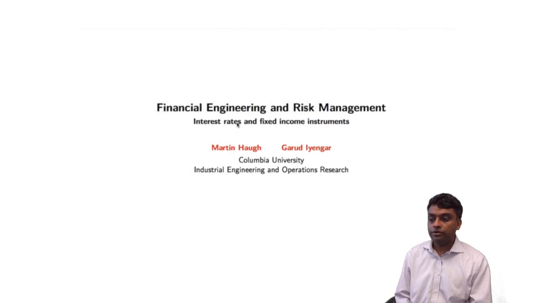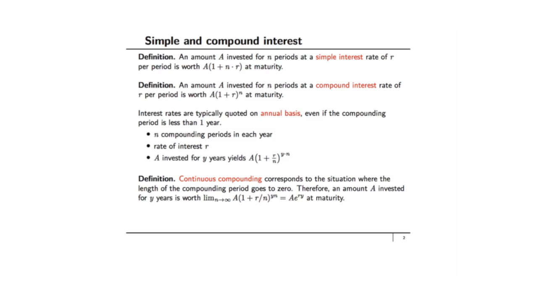In this module, we are going to introduce you to interest rates, present values, and how present values are implied by the no arbitrage principles, and also introduce you to the idea of fixed income instruments. An amount A invested for n periods at simple interest rate of R per period is going to be worth A times 1 plus nR at maturity.